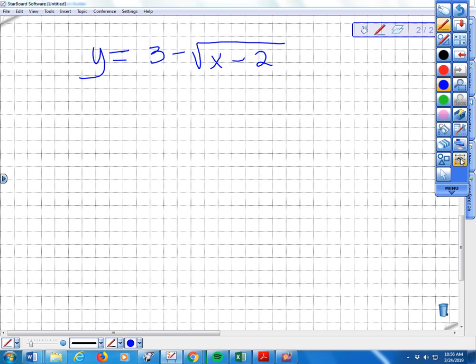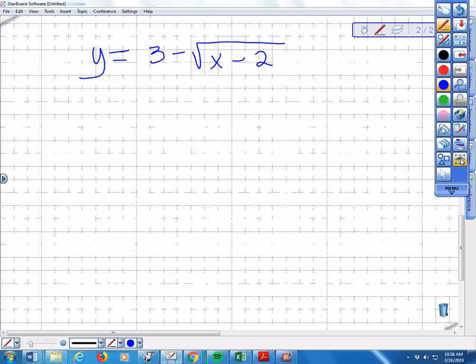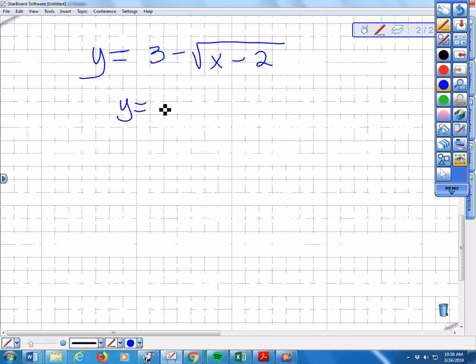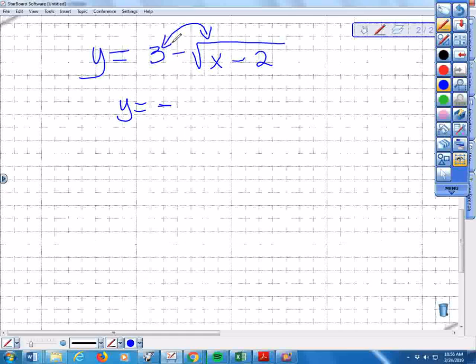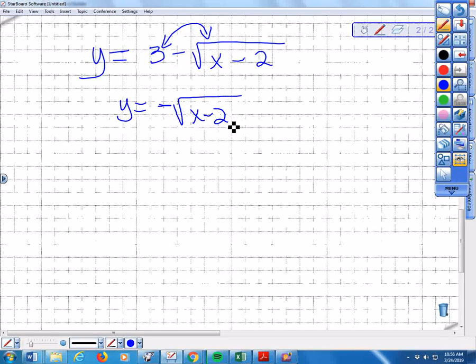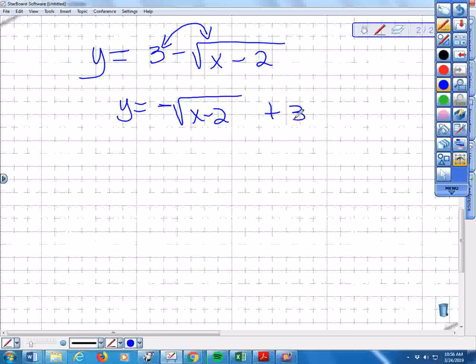We haven't really seen one in this form. This isn't 3 times the square root of x minus 2. This is 3 minus the square root of x minus 2. So what I would do if I were you with this problem is I would rewrite it, and I would just switch these two. Okay? So it's going to be negative square root of x minus 2 plus 3. Okay? The commutative property of addition says you can switch those two and they mean the same thing.